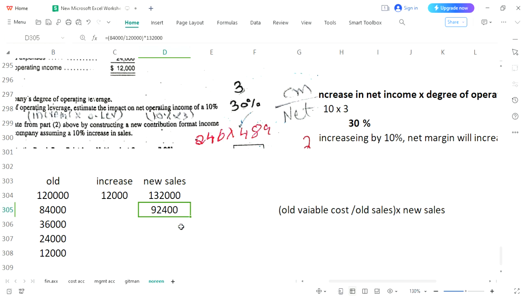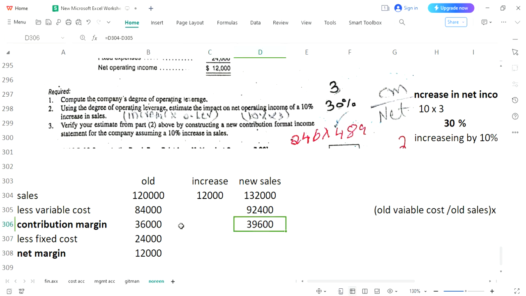Now you can calculate your new contribution margin by subtracting your variable cost from sale. Sale is 132,000, subtract your variable cost which is 92,400. So here you have calculated your new contribution margin. Now let me know, if your sale was 1,20,000, your fixed cost was 24,000. Now your new sale is 132. Your fixed cost will increase or decrease? Some of you will give the correct answer. Fixed cost means fixed. It would never be altered. So same 24,000 will be put over here.